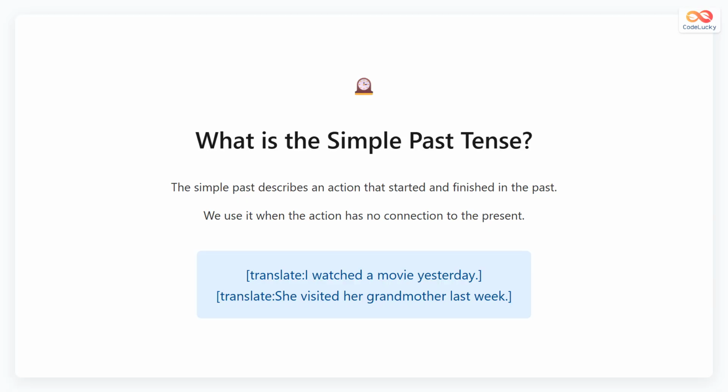The simple past tense expresses an action that started and ended at a specific point in the past. It does not connect to the present moment. For example, you can say, "I watched a movie yesterday," or "She visited her grandmother last week." Both actions happened before now and are completely finished.